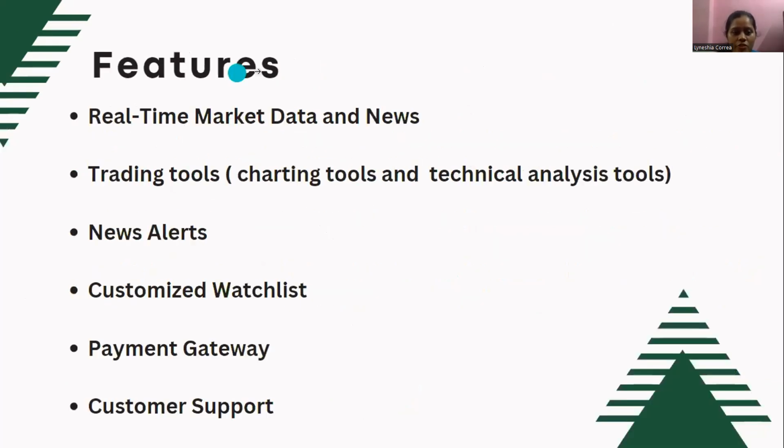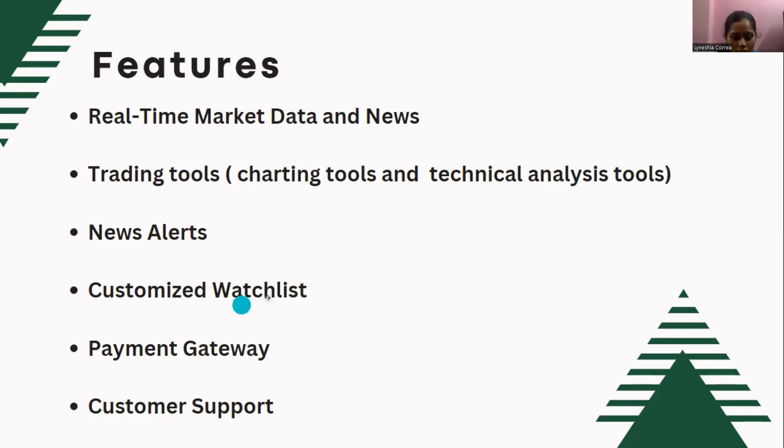So what are the features of our application? First is real-time market data and news. The stock trading application must provide users with real-time market data about the stock market. Then it should have trading tools like charting tools and technical analysis tools so that users can make good decisions about whether or not to buy stocks. Then there are news alerts. For example, when any stock goes high, the user must be notified about it.